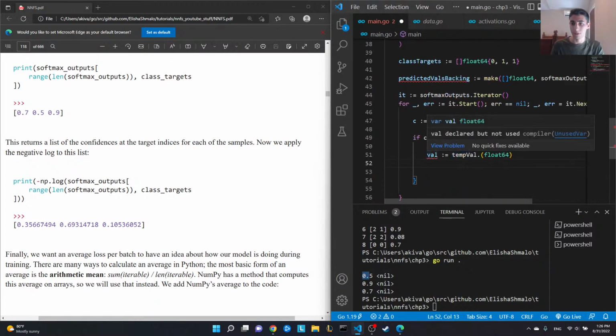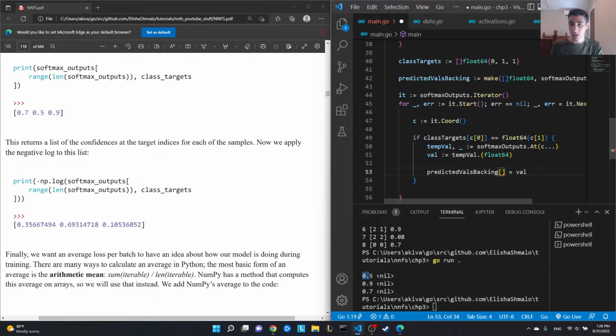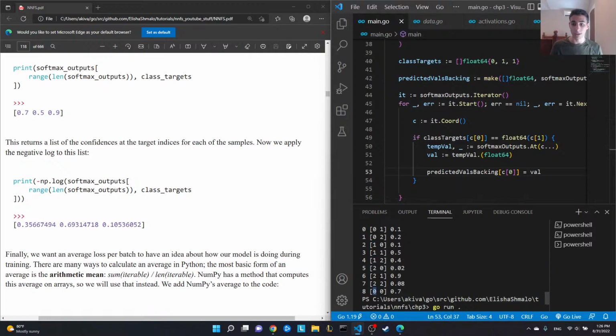So now that we get the correct value, we want to put that into our predicted vals backing. Now how do we know which place to do it? Okay, so predicted vals backing index, what's the index? Should equal val. So we need to figure out what the index should be. Well, the index should be C index 0. For example, when C index 0 is 0, that means that we're looking at the first probability distribution, which means we want the first value. When C index 0 is 1, that means we're looking at the second probability distribution, which means we want to put this into the second value of predicted vals backing, and so on and so forth.